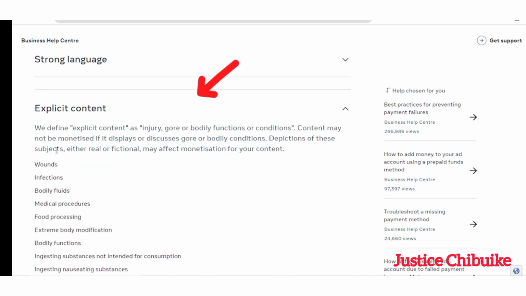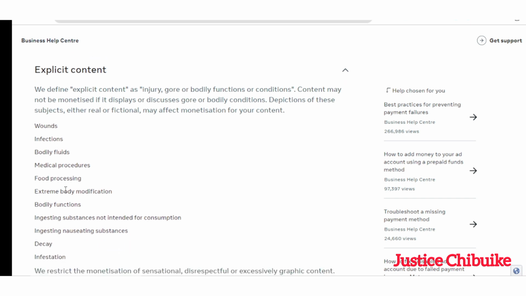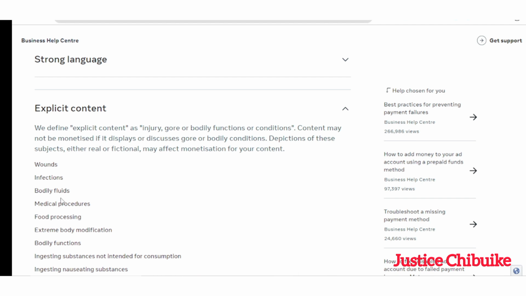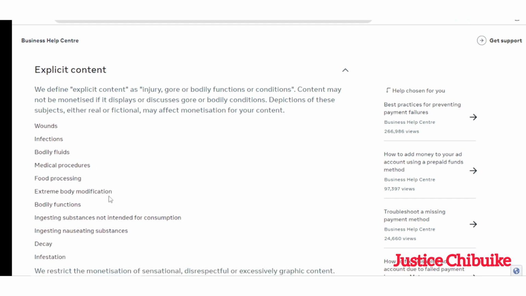Explicit content. This kind of content shows wounds, blood, especially blood. I would like you to know that blood is very sensitive, especially on Facebook. Once Facebook sees blood in any of your videos, they will take it down and it will affect your monetization. Any content that includes wounds, infections, body fluids, medical procedures, food processing, extreme body modification, bodily functions and the rest of them, like where a woman is giving birth, please stay away from them. They cannot be monetized, or they may lead to demonetization.